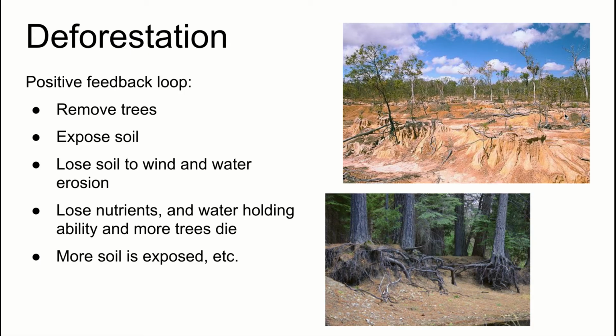And so we're exposing our soil and our roots deep underground are dying, which means that they're not going to hold onto the soil as much. They're not going to maintain water in the soil as much. And we're going to start losing our soil that's now exposed and a little drier to wind and water erosion. That means that as we lose our topsoil, we are losing nutrients, we're losing our water holding ability, more trees will die, more soil will be exposed, more erosion will happen, and the positive feedback loop will continue.